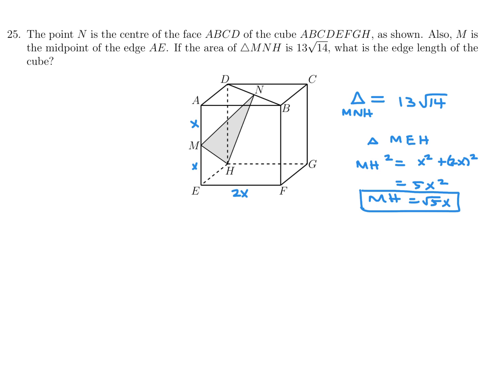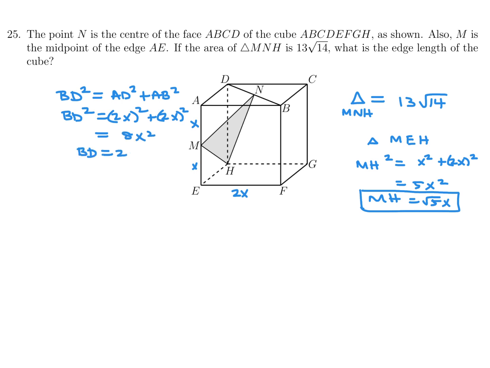We're going to figure out some diagonals. BD squared would be AD squared plus AB squared, like that. So BD squared would be 2x squared plus 2x squared. So that's 8x squared, right? So therefore BD would be 2 root 2x. Very similarly, AC, if you were to do that diagonal, that's also 2 root 2x.